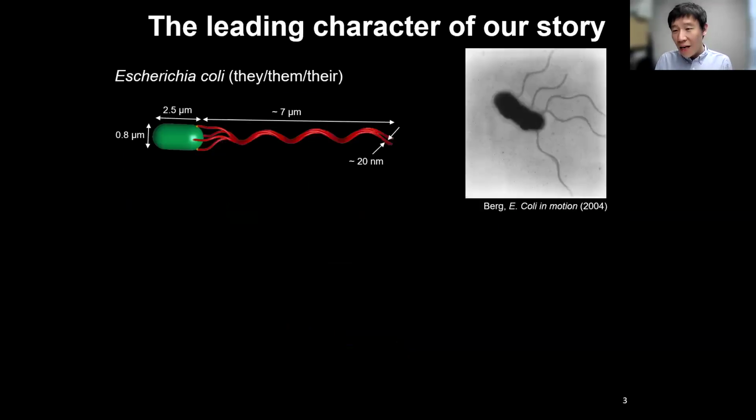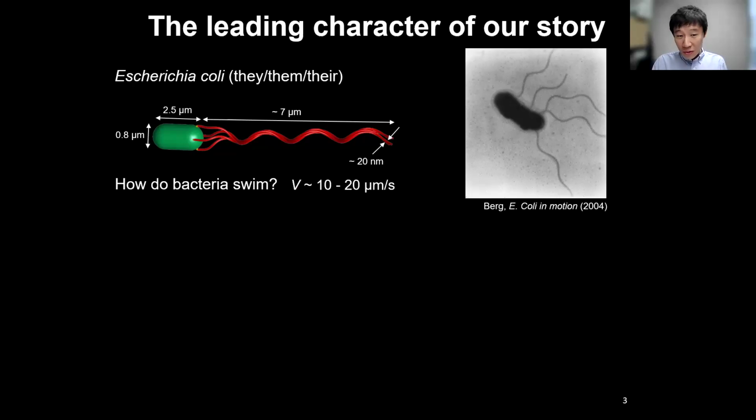The leading character of my story today is E. coli. I think this is probably the most well-studied organism on Earth. All different aspects of this organism have been studied. To us, of course, we are most interested in how they move around, how they swim.